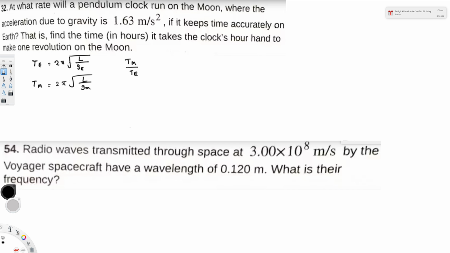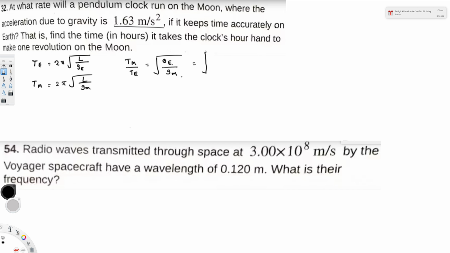To find the ratio, we simply divide T_m by T_e, and if I divide, I will cancel 2 pi and L. The only thing that is left is g_e on top and g_m in the bottom. Now we have the gravity. We know that the acceleration due to gravity on the Earth is 9.80, and this is provided right here for the moon. So if we divide both of them, that gives the ratio.